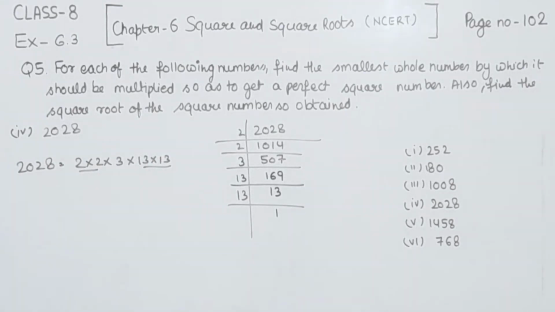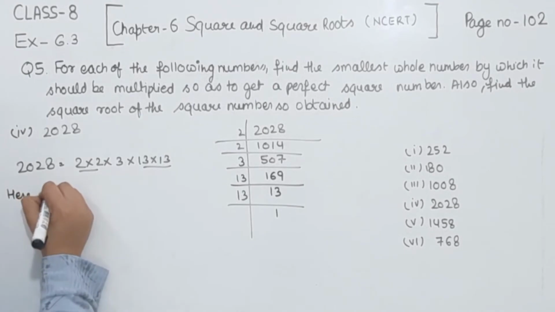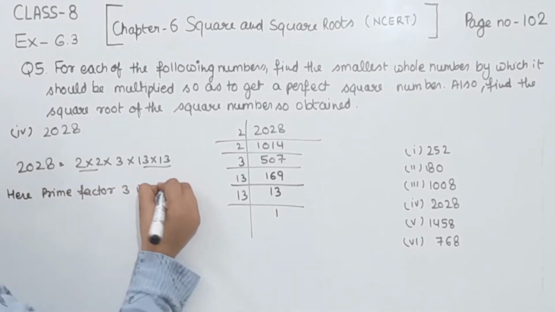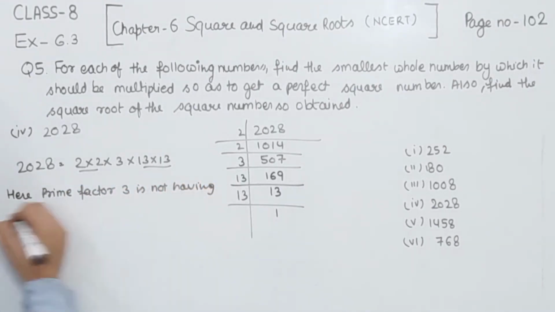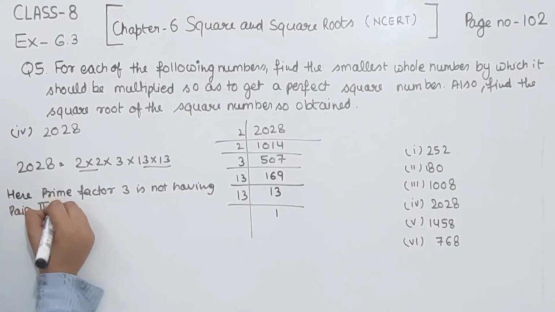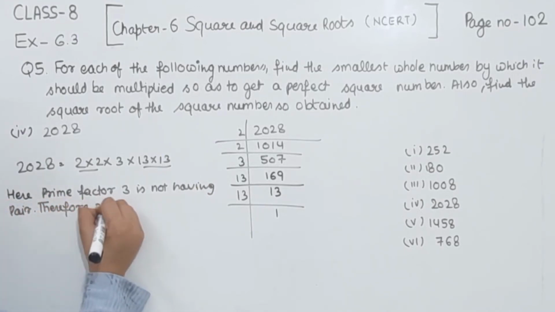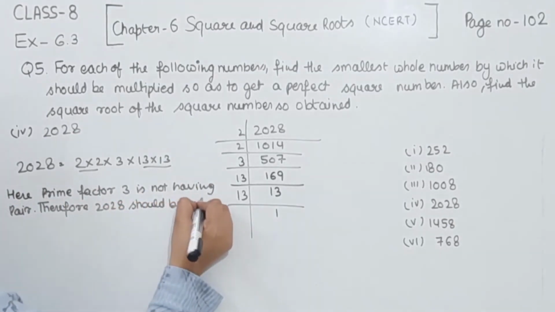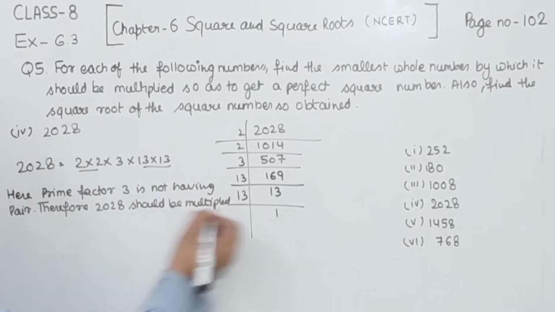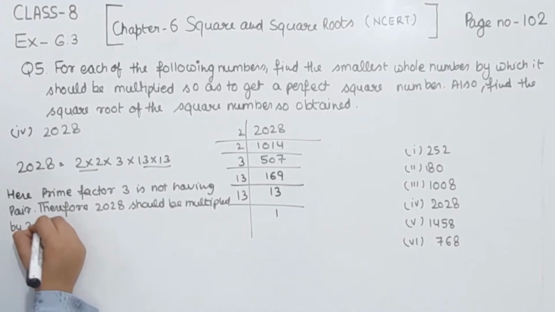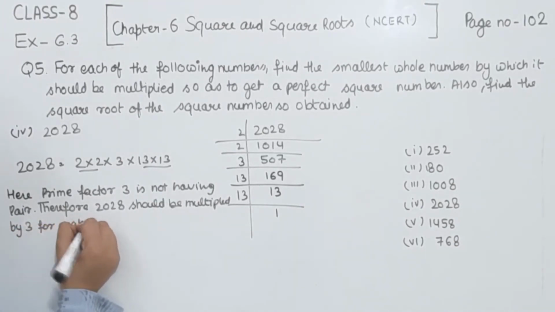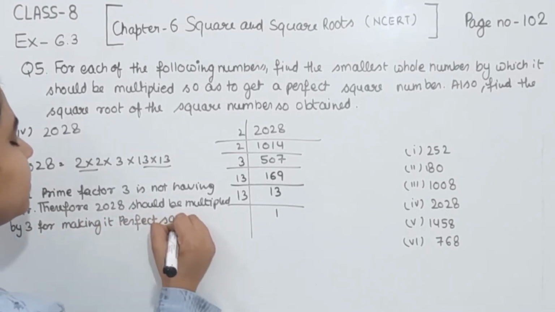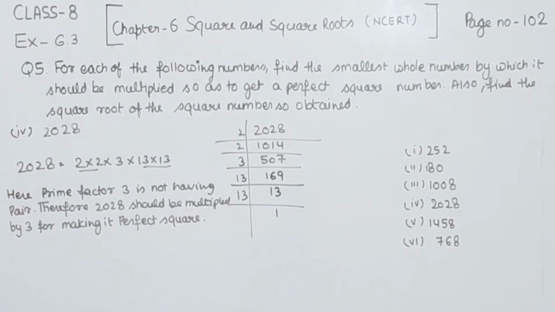So first of all we are going to write here: prime factor 3 is not having a pair, therefore 2028 should be multiplied by 3 for making it a perfect square.